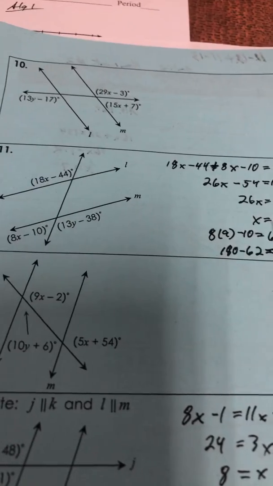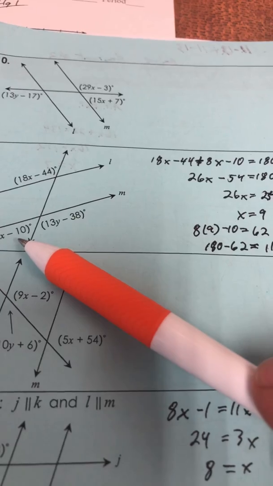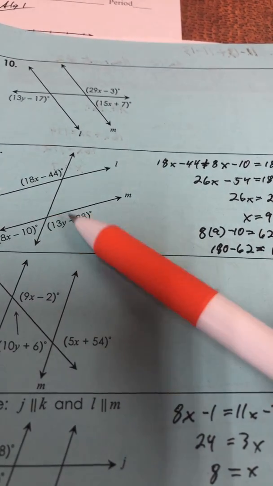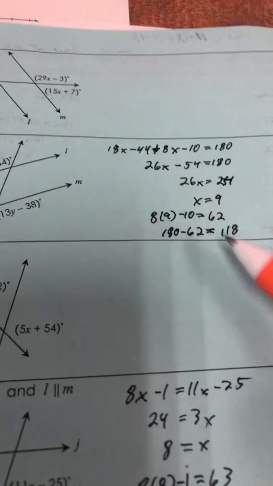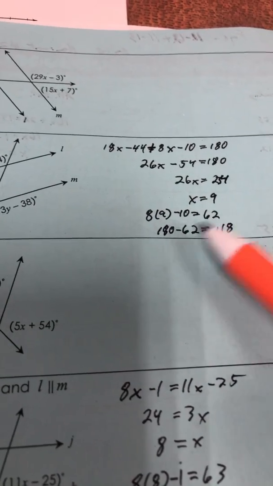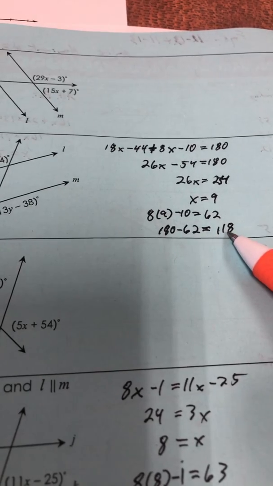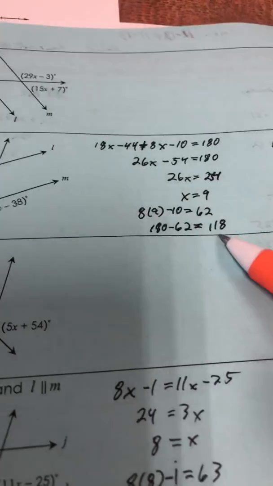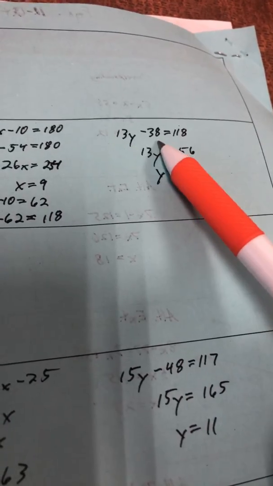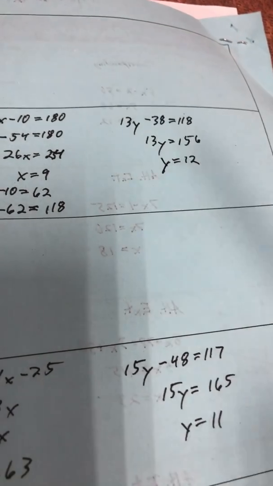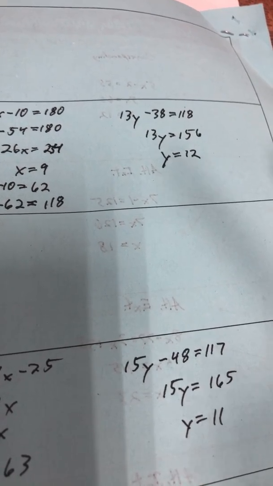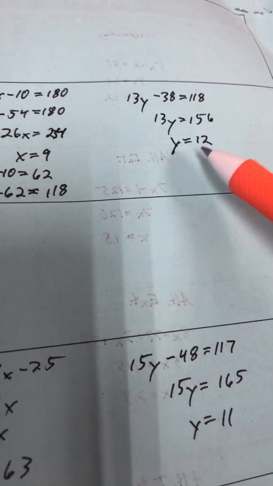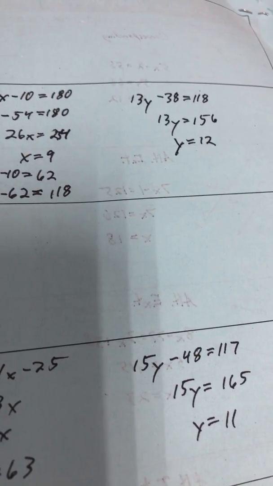Then I'm going to put my 9 in that equation to figure out what this angle is so I can subtract it from 180 to see what this angle is. And I get that angle as 118, and here's me doing that. So now I could set this to 118 to figure out what y is. So 3y minus 38 equals 118. I added 38 to both sides, divided both sides by 13, and I get y equals 12.